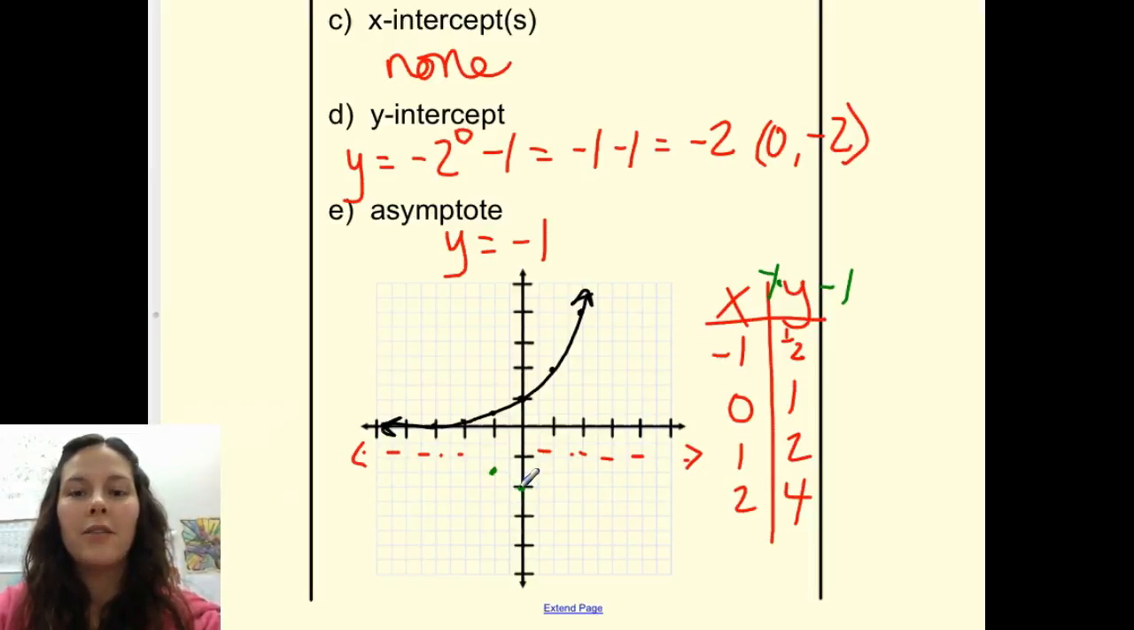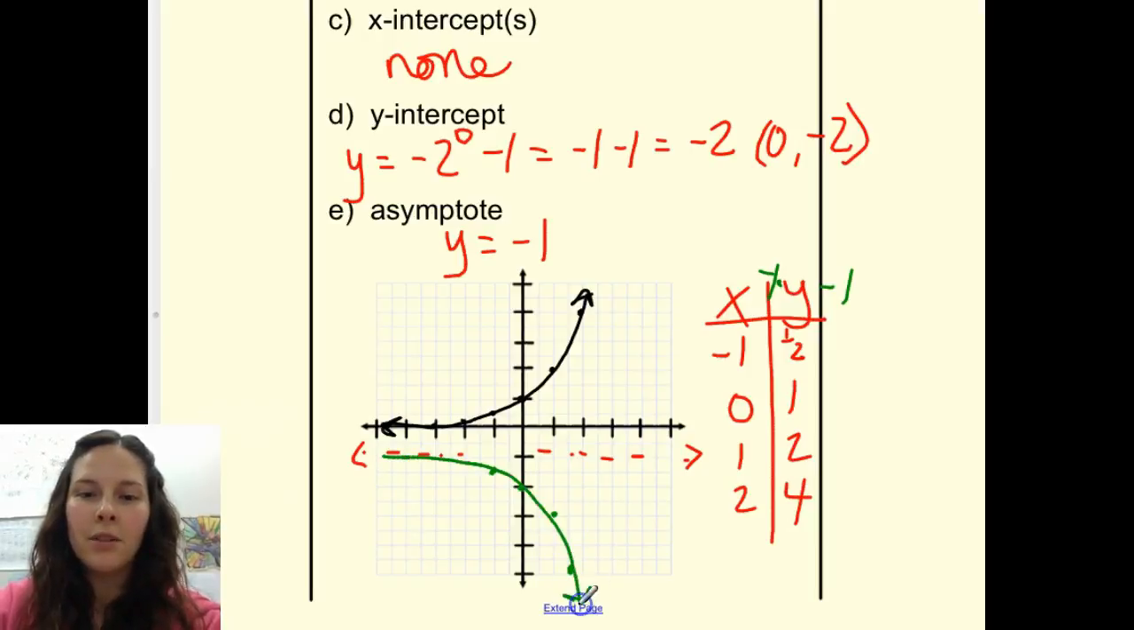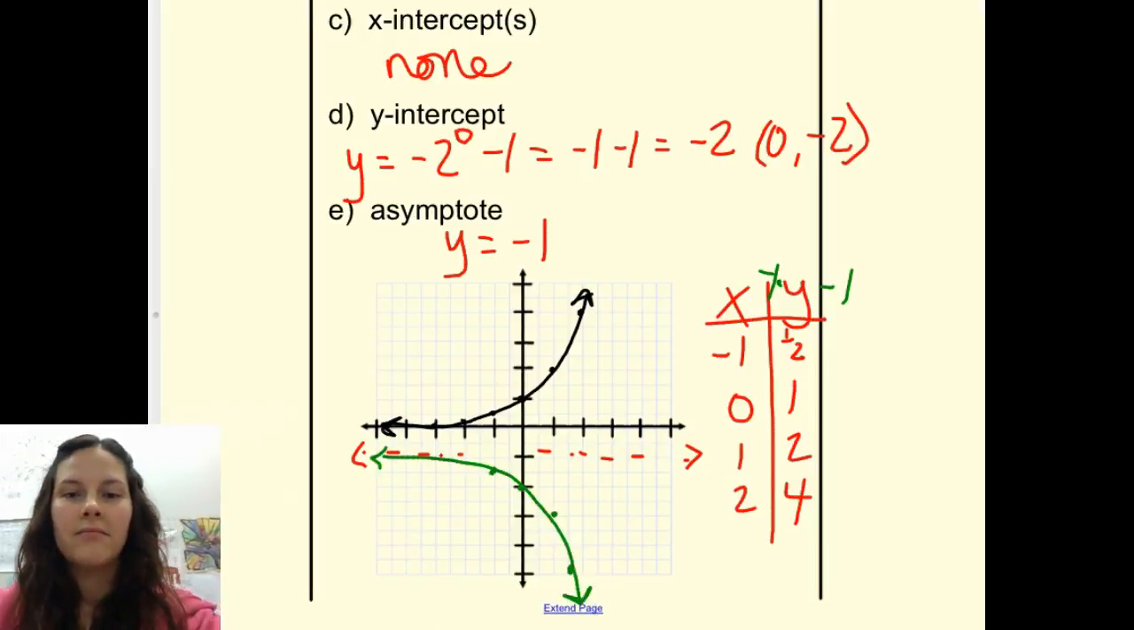Multiplying our 2 by -1, we get -2 minus 1 is -3. And -4 minus 1 is -5. This time I'm going to be careful not to curve away from my asymptote. So we get a vertical reflection and a shift down 1.